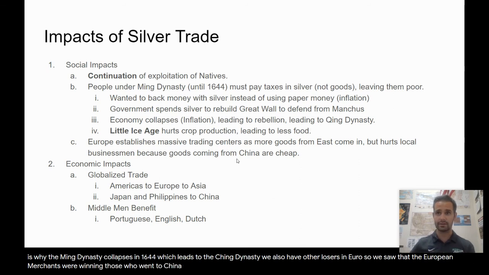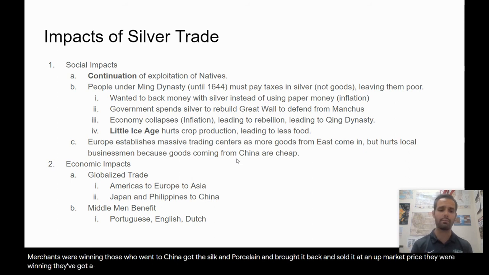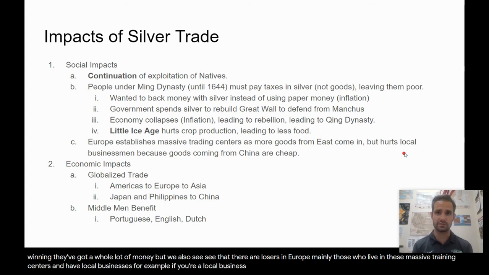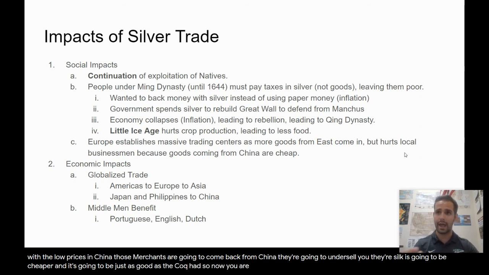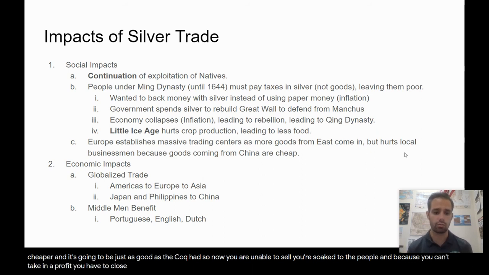We also have other losers in Europe. So we saw that the European merchants were winning. Those who went to China, got the silk and porcelain and brought it back and sold it at an upmarked price, they were winning. They got a whole lot of money. But we also see that there are losers in Europe, mainly those who live in these massive trading centers and have local businesses. For example, if you're a local business in Europe and you sell silk, you are not going to be able to compete with the low prices in China. Those merchants are going to come back from China. They're going to undersell you. Their silk is going to be cheaper and it's going to be just as good as the silk you had. So now you are unable to sell your silk to the people. And because you can't take in a profit, you have to close down your local businesses.